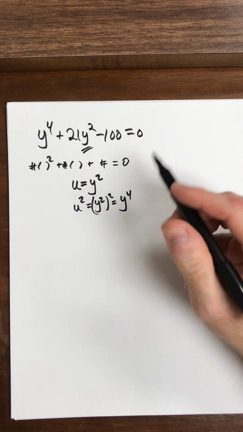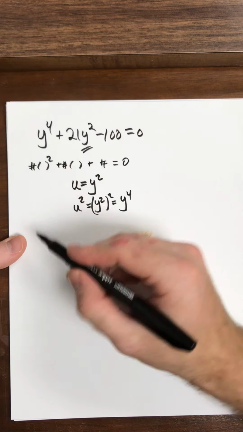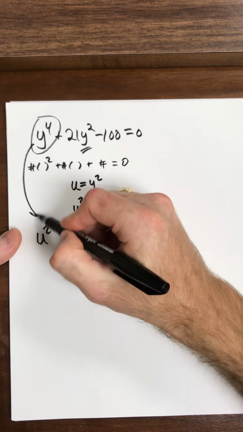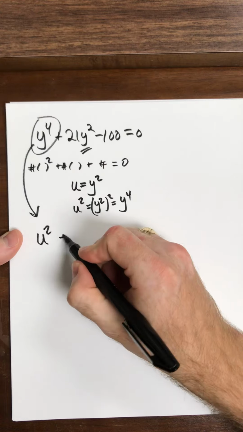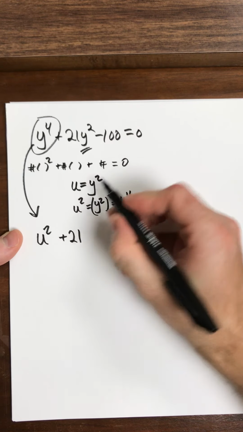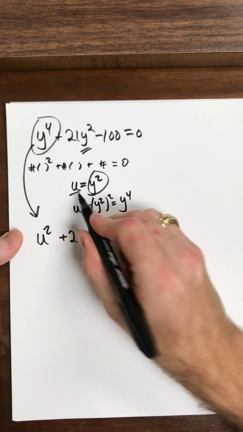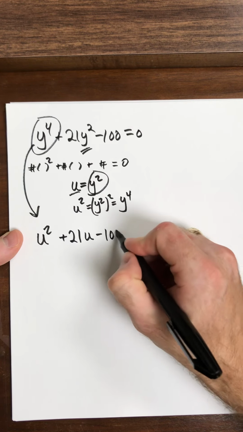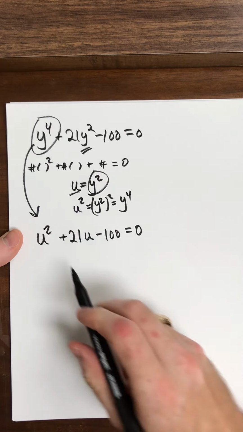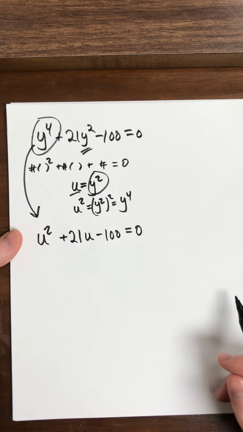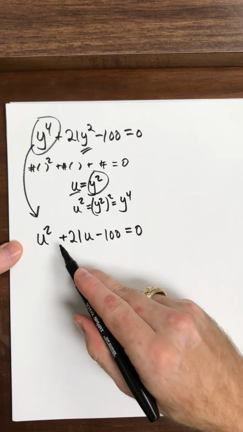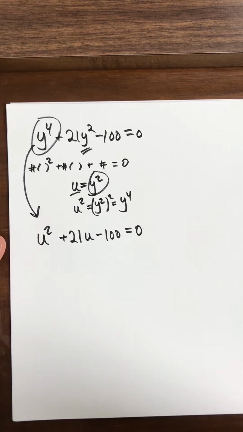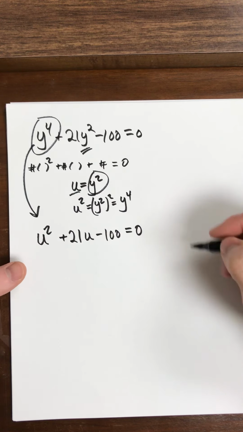So now all of a sudden I can replace y to the 4th with u squared. And then the 21y squared becomes 21u, since y squared equals u, and then minus 100 equals 0. Now this right here is what we want: something squared plus 21u minus 100. So we've got a quadratic equation in u.